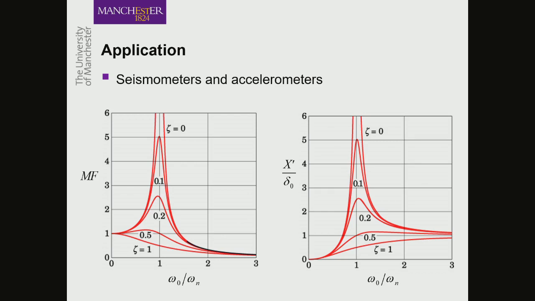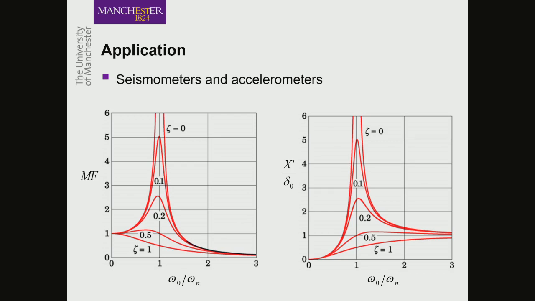Here we have another graph, a new one, which is x prime over delta 0. What do you understand physically? What is x prime? What is delta 0? X prime is the displacement of the mass only. Delta 0 is the maximum displacement applied to the frame, to the whole system. This is very important. X prime is the maximum amplitude of the displacement of the mass, and delta 0 is the displacement given to the overall system.